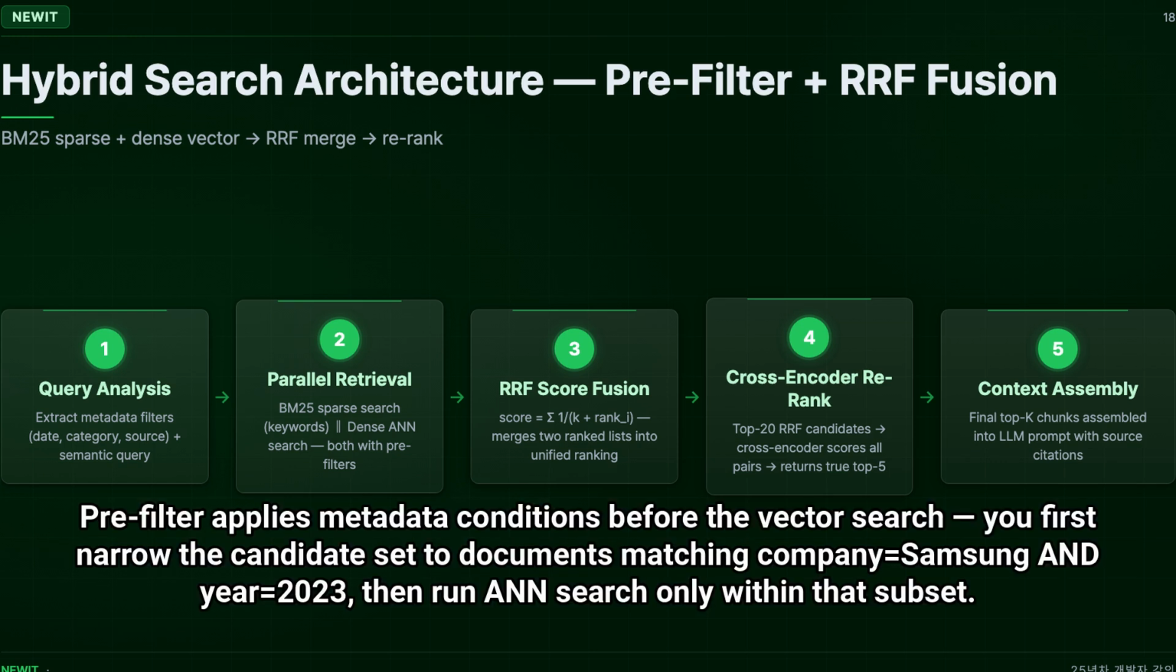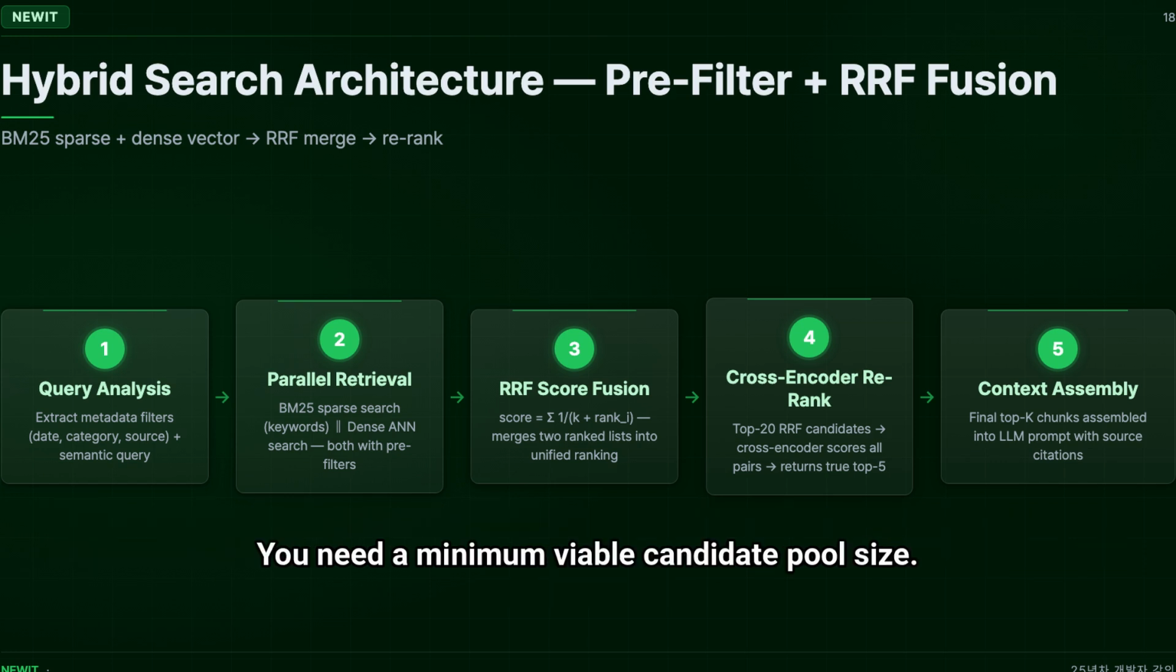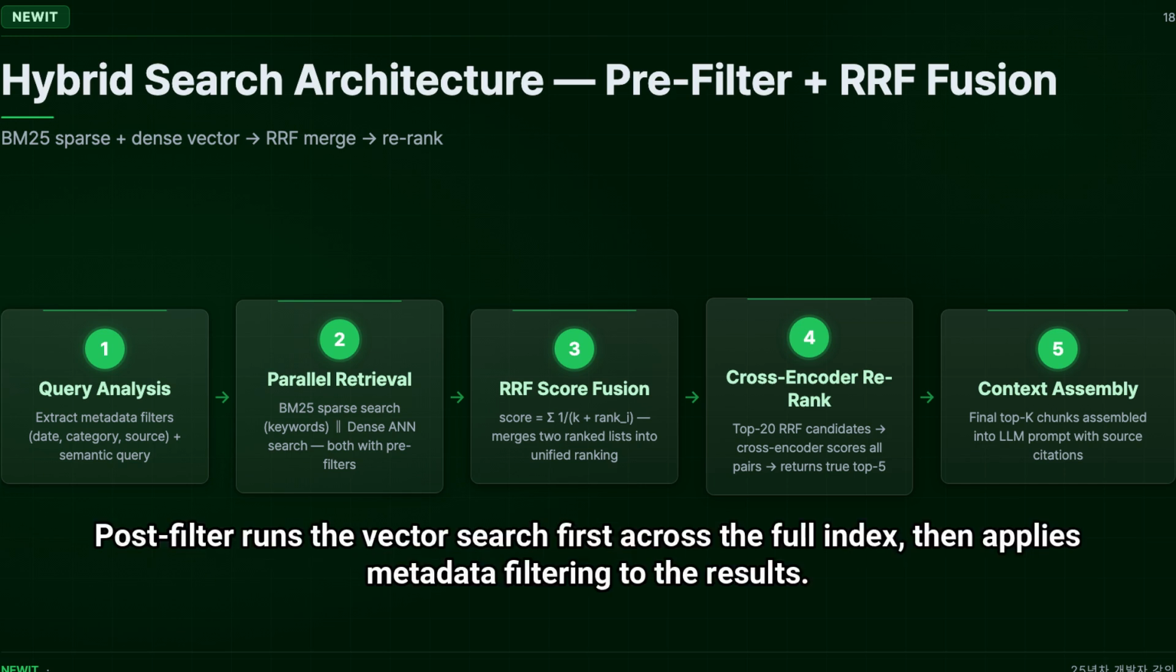There are two approaches. Pre-filter applies metadata conditions before the vector search. You first narrow the candidate set to documents matching company Samsung and year 2023, then run ANN search only within that subset. This is precise but has a critical failure mode. If the filtered subset is too small, say fewer than a few hundred vectors, HNSW graph connectivity degrades and recall collapses. You need a minimum viable candidate pool size.